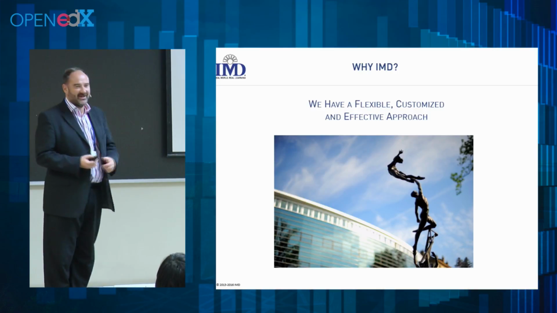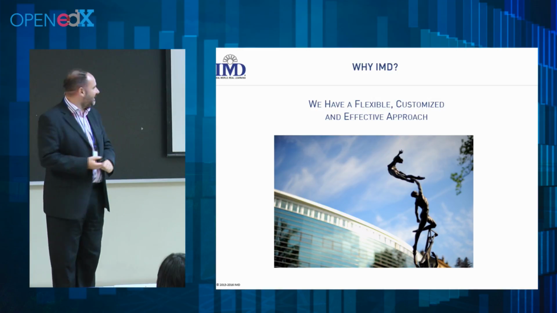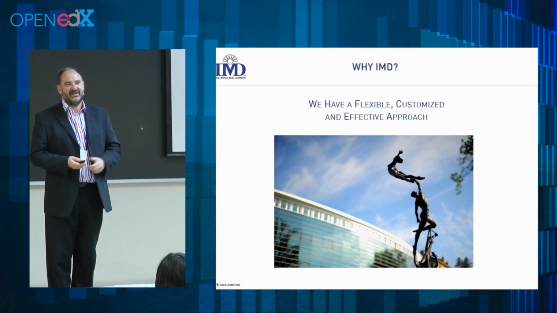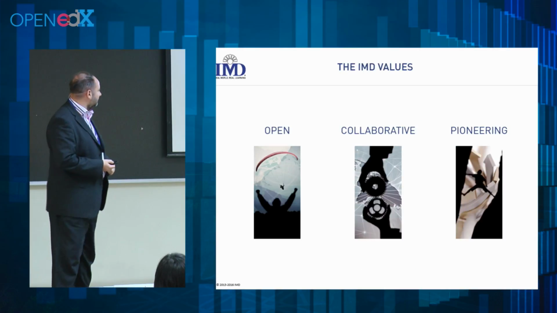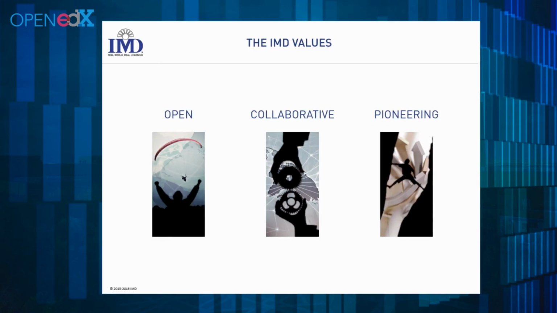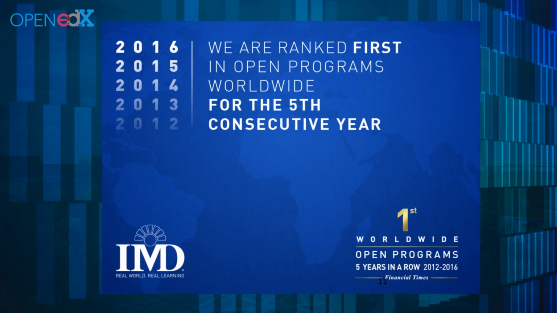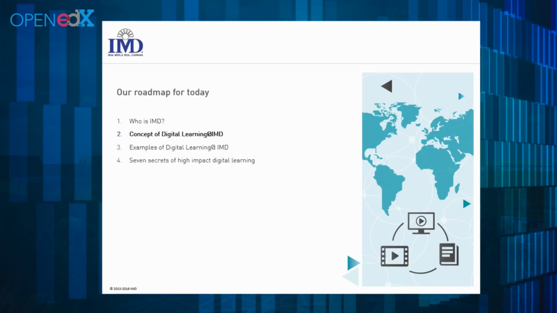Then we try to be flexible, we try to be customized, and we try to make sure that we have an impact. That's really what we're trying to garner, a meaningful impact on our learners. We have 3 values: how can we be open, how can we be collaborative, and how can we be pioneering. And if you're interested in rankings, we tend to do pretty well. In fact, last week the Financial Times ranked us for the 6th year running number 1 in the world in open programs. So that's just a little bit about who we are and what we do.